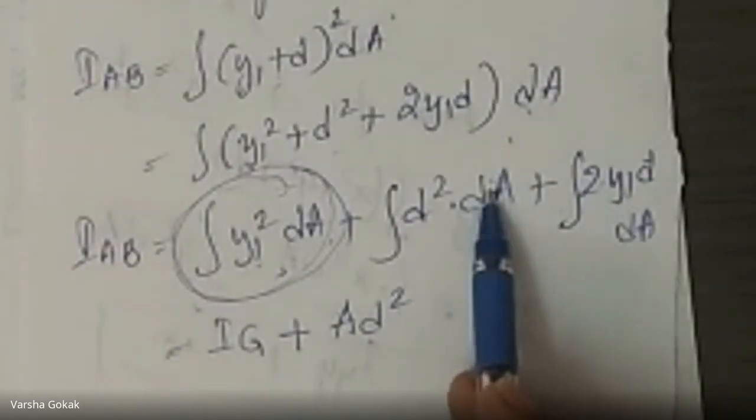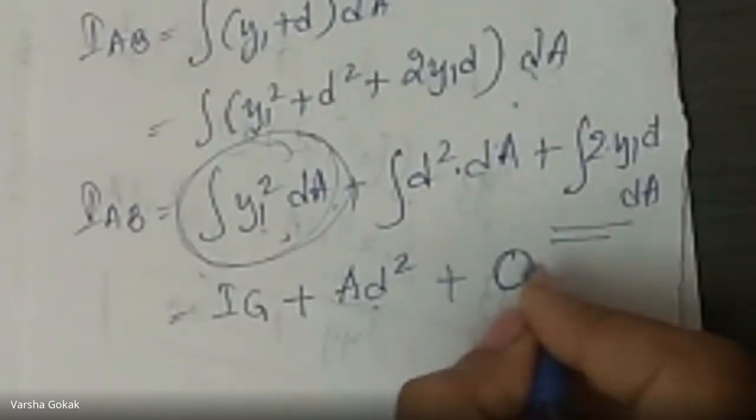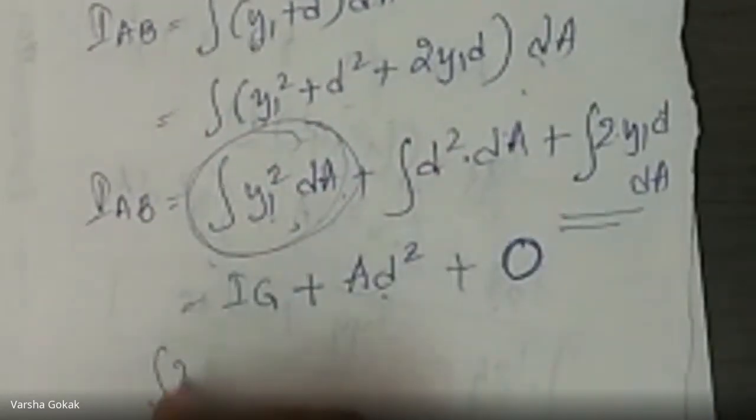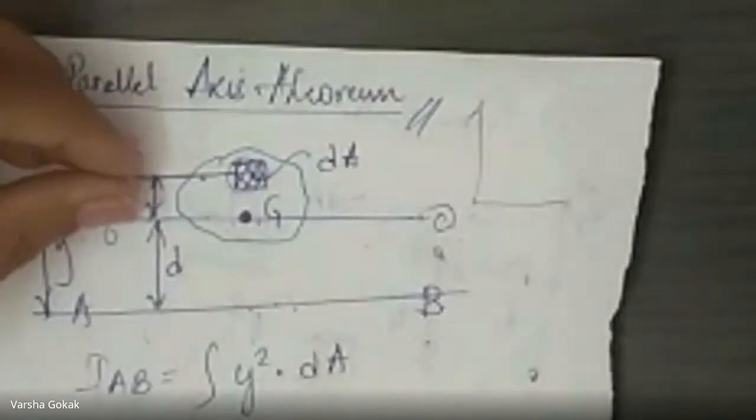Say if I have a rectangle, so I will be able to write the dA. Rectangle's area is going to be b into d. So I can get this value and am left with only this part. Okay, that I will write it as 0. Y1, that is integration, 2 goes outside. Y1 into d, I'm writing it as 0. Why? Because y1 into d.